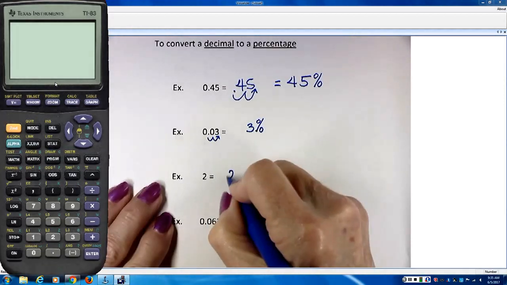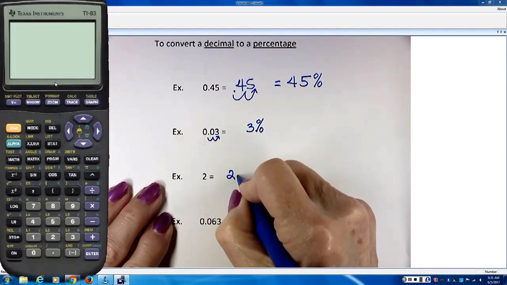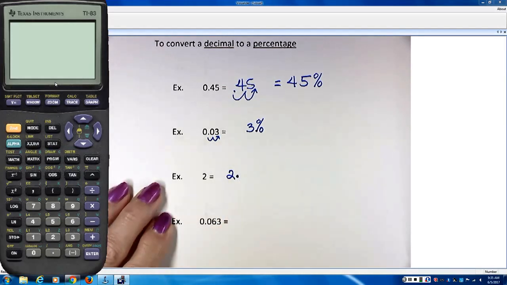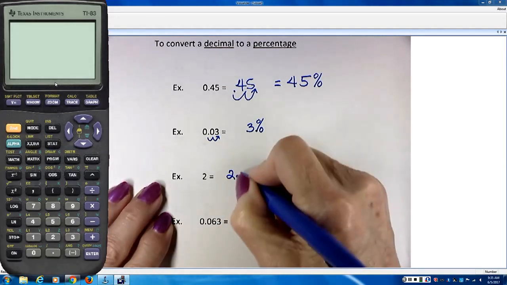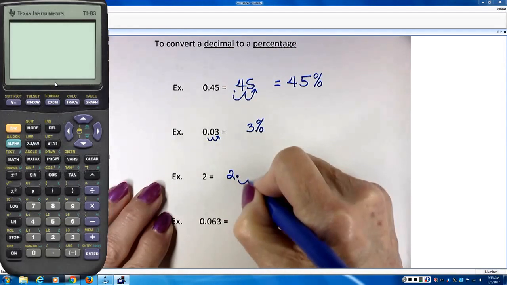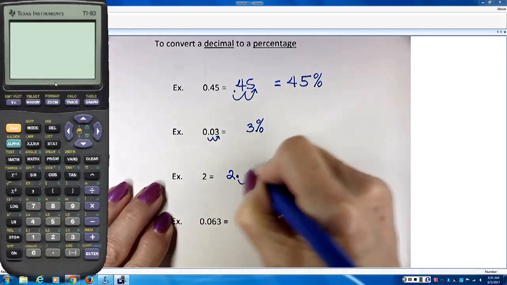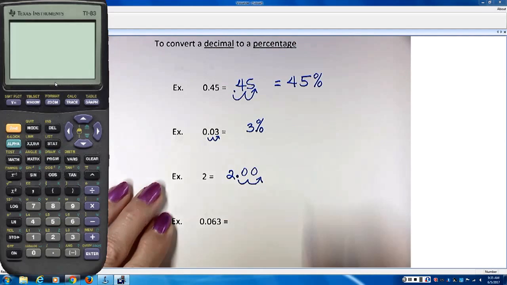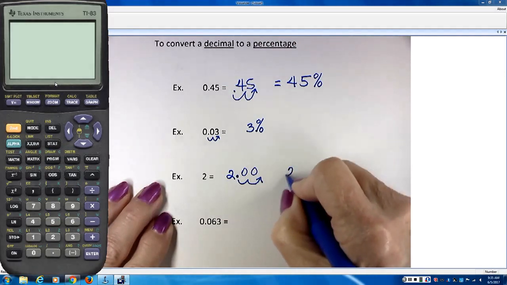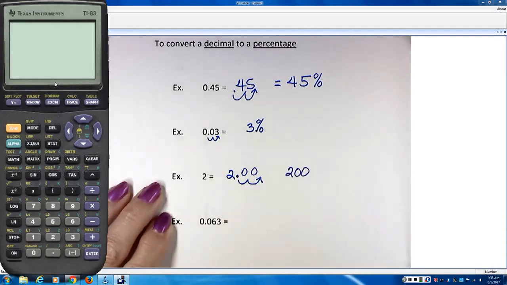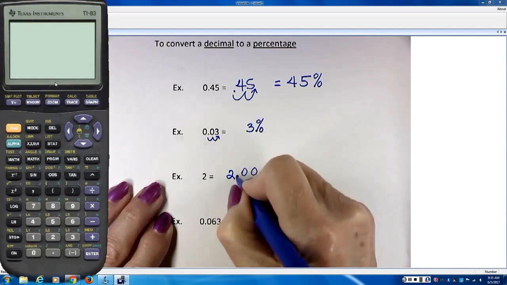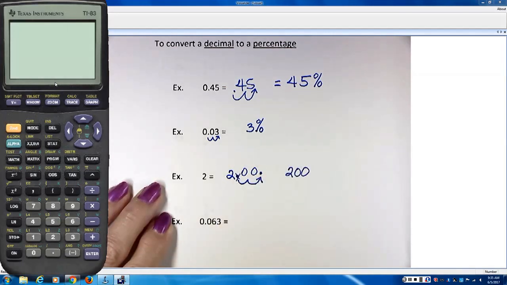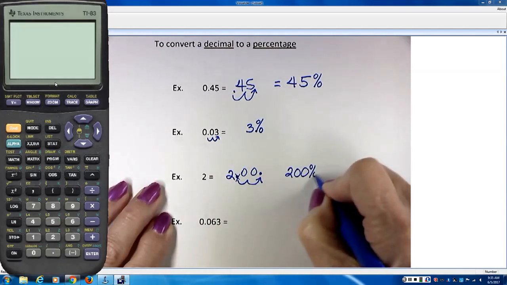If you start out with a number that doesn't really look like a decimal, put your decimal after it, and you're still going to move it 2 places, which means you're going to need to add a couple of zeros. So 2 is equal to 200, because you moved it from there over to the end, and then drop the decimal and change it to percent.